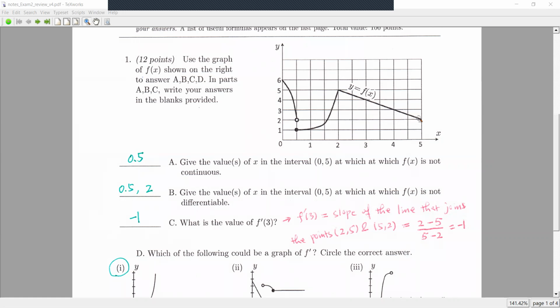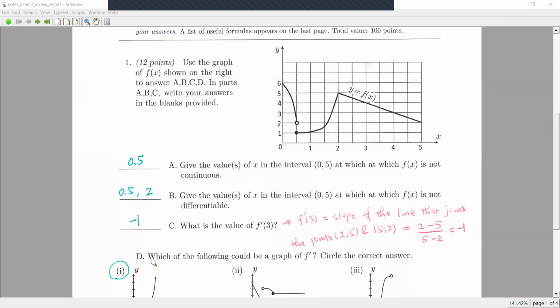Because we know two points on this line, we can tell the slope of this line by the slope formula. Slope formula, y2 minus y1 over x2 minus x1. So the slope of the line is -1. The answer to question C is -1.